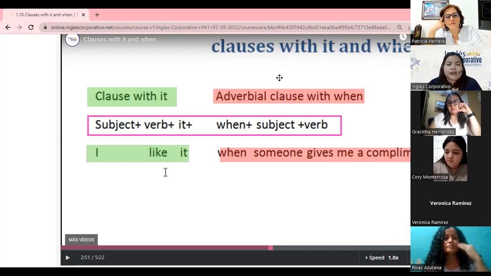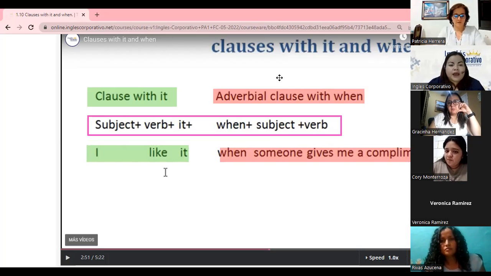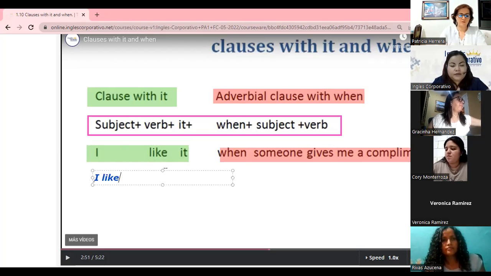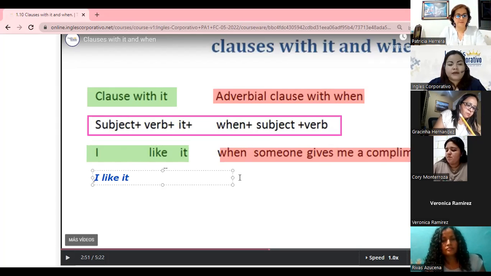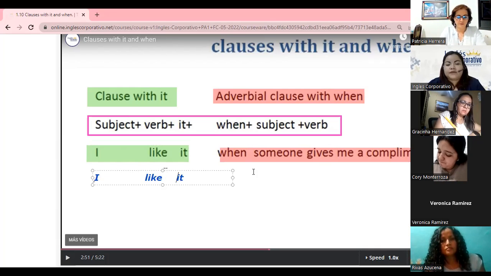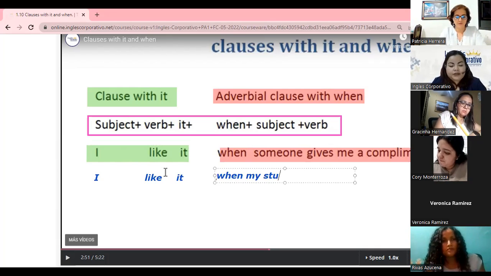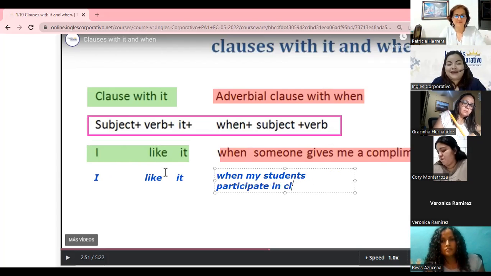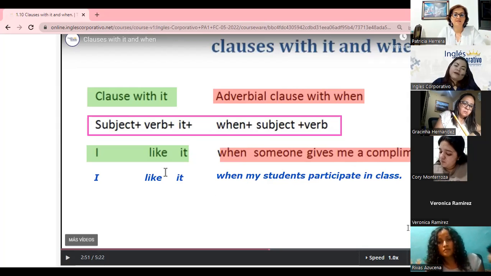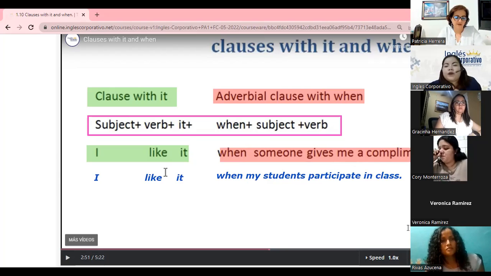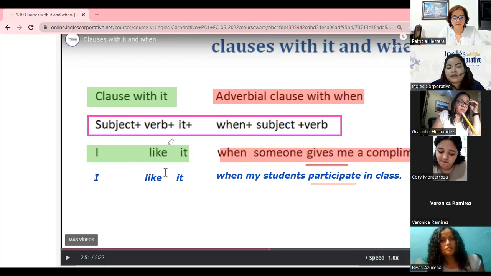I'm going to try to write mine. It's going to be a like, something that I like. I like it. This is my clause with it. Look, I like it when my students participate in class. Then I've got my example, you see? I like it when my students participate in class. Here, we are putting the information in simple present, because these are things that actually are true. If we're describing factuals, then we need to use the simple present.